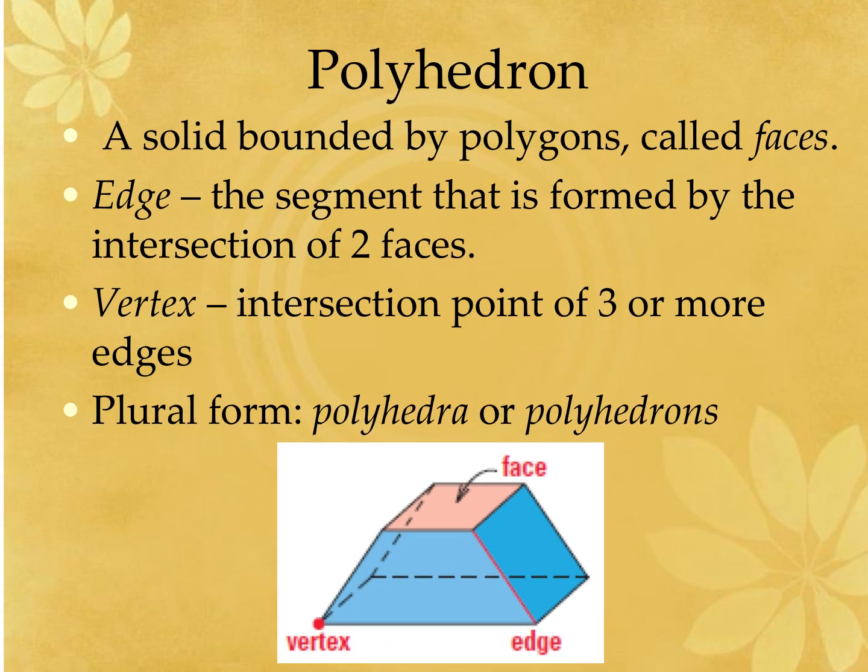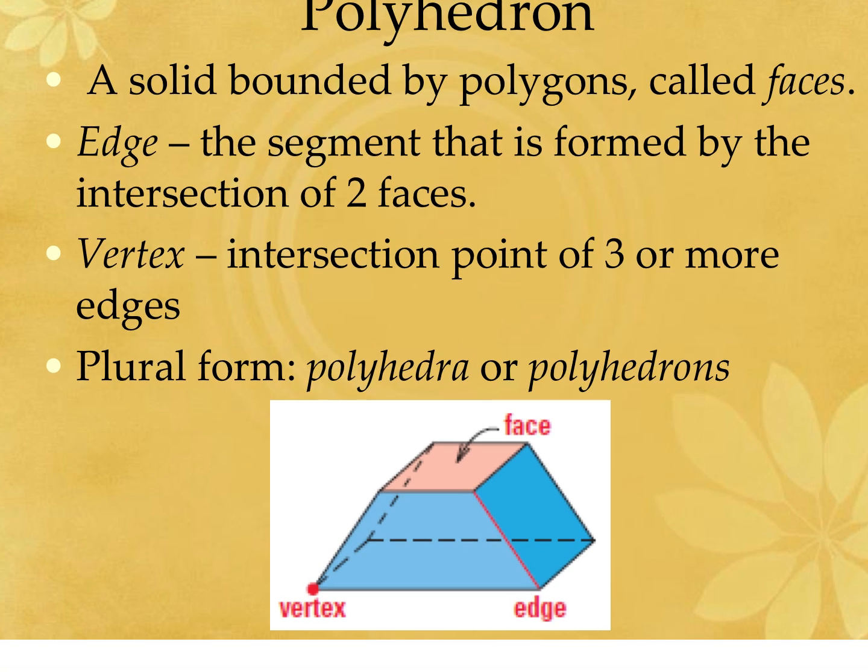Edge, this segment that is formed by the intersection of two faces. So finding my edge, here's 1, 2, 3, 4, 5, 6, 7, 8, 9, 10, 11, 12 edges. Okay, 12 edges on this diagram. The edge is the line. Okay, yeah, so I traced them. The edges are my lines.